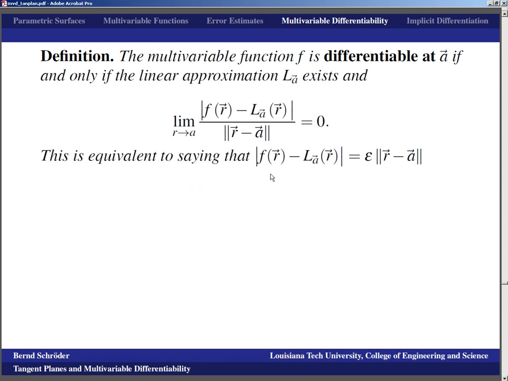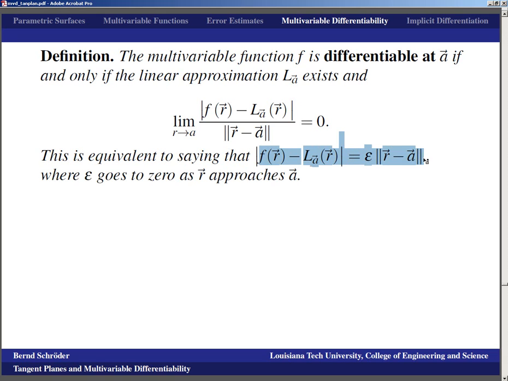Okay, so this is equivalent to saying that f of r minus the linear approximation at the point a evaluated at r is equal to epsilon times r minus a, where epsilon goes to 0 as r approaches a, and that is really often the abstract definition of multivariable differentiability that is being quoted. That is because this is the handiest way to define multivariable differentiability and use it in further abstract classes, which really would pretty much pick up right here where we're going to stop, where this is more of a capstone for our multivariable calculus class.